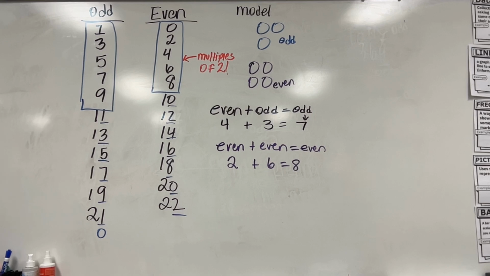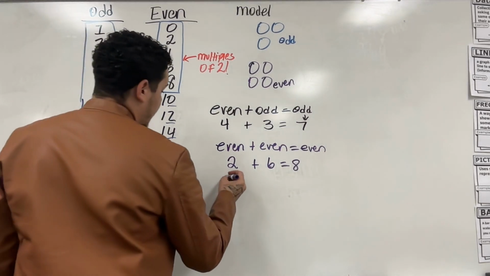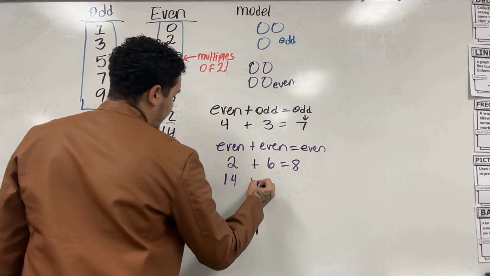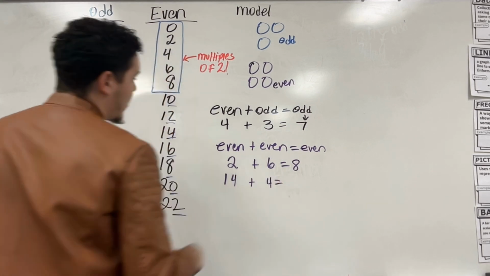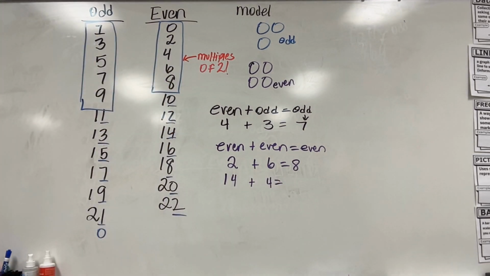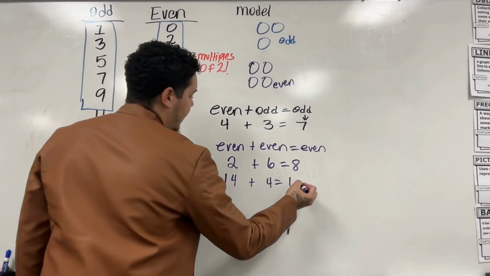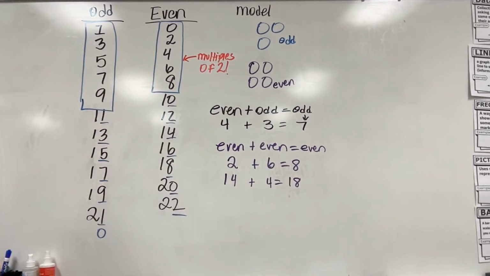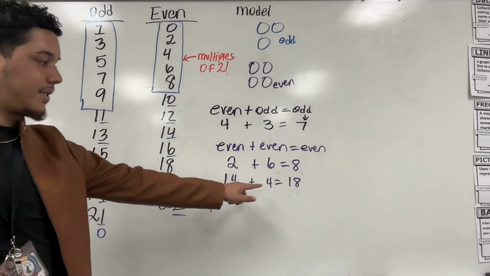Or you could simply say, another example would be 14 plus 4. Well, what's 14 plus 4? 18. Is our answer even or odd? Our answer is still even. These are both even numbers, right?